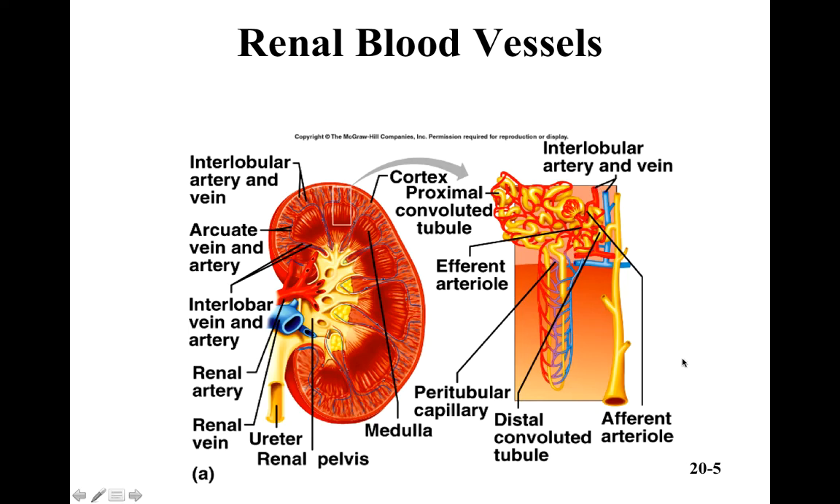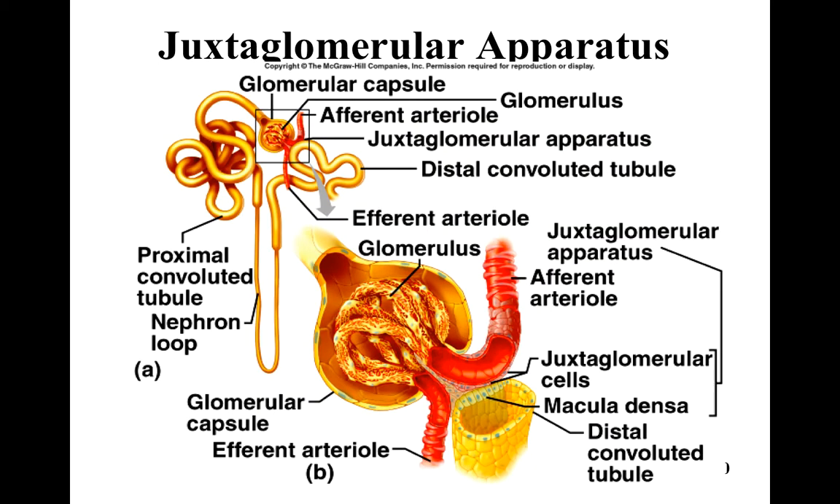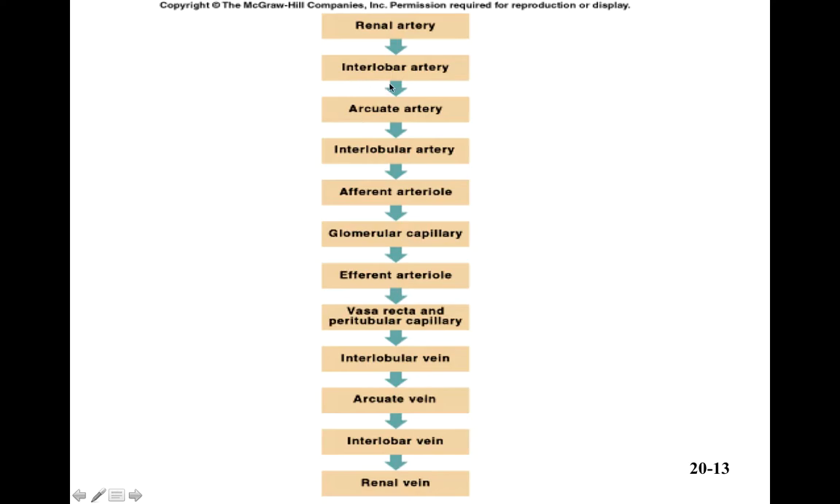These interlobular arteries form into the afferent arterioles. So the afferent arterioles are actually going to go into this glomerulus. Okay, and then following it back out, you just reverse it for the veins. I'm going to skip ahead a little bit just so you can see that we have all this written down. So renal artery, interlobar artery, arcuate artery, interlobular artery, afferent arteriole to the glomerular capillary. And then everything just kind of reverses back out.